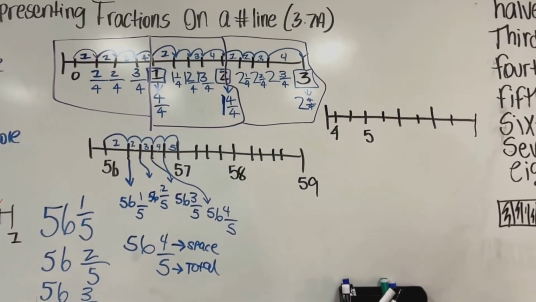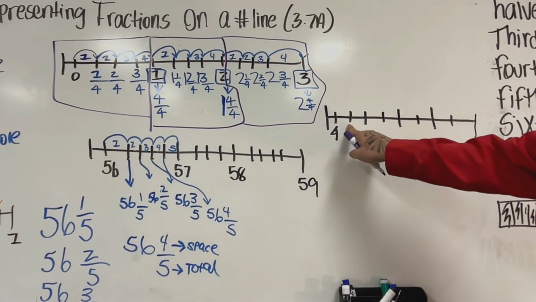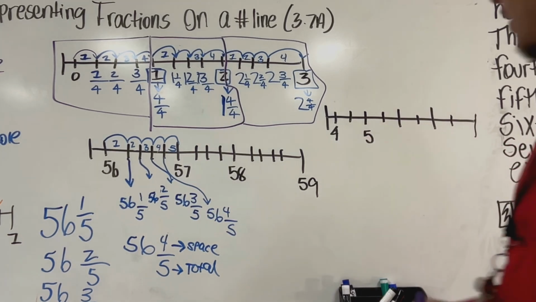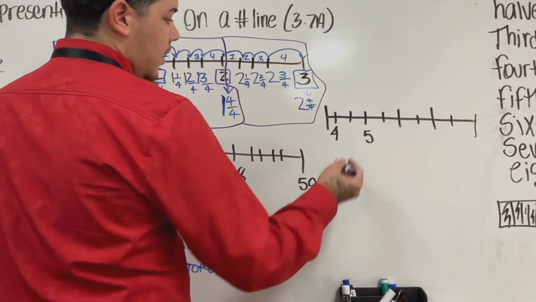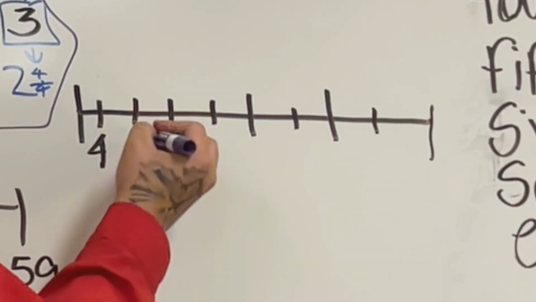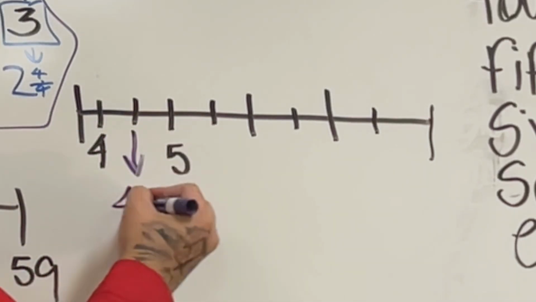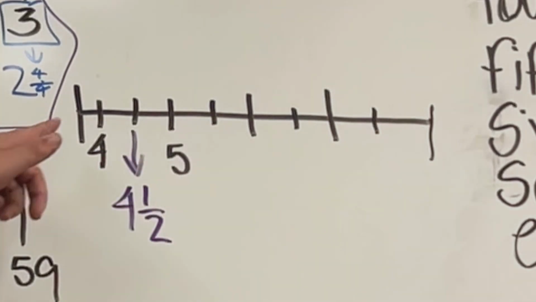All right. I gave you 2 numbers. Now let's work with them. So here I have 5. What do you think this would be here? Okay, so this will be 4. Here's our whole number. What's in between? Half. So this will be 4 and a half. Okay, so now we can go ahead and kind of work with this and fill this out.